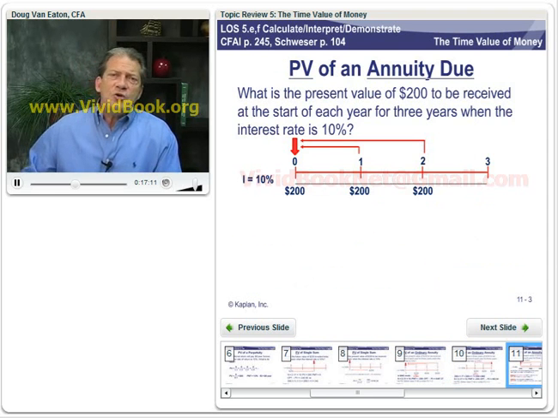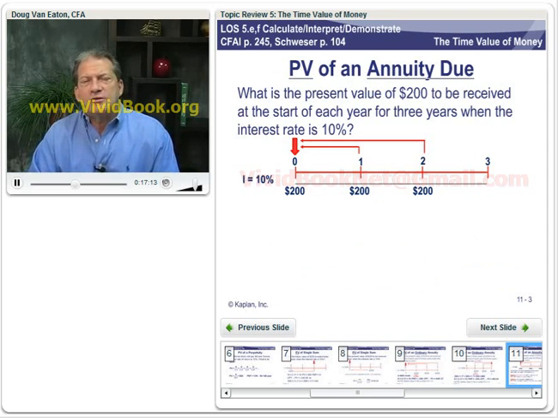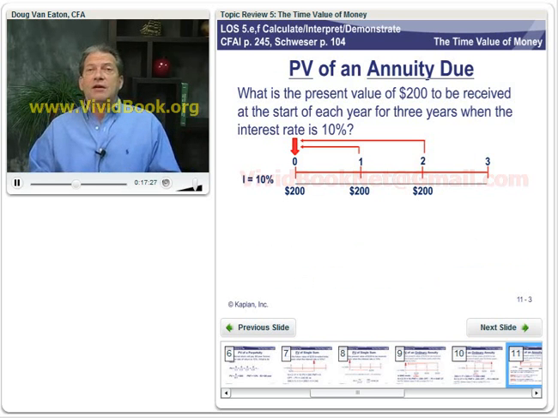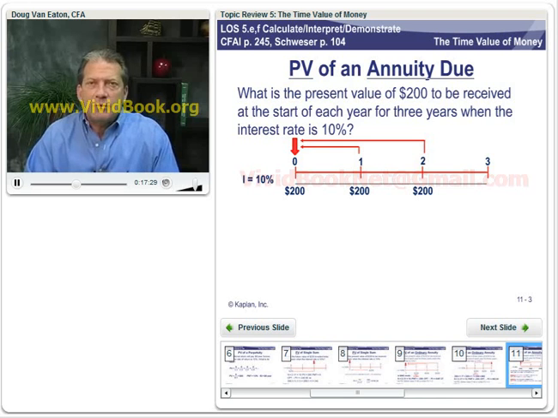Now, an annuity due is a way of referring to an annuity where the first payment is today. So if you won a lottery that gave you 20 annual payments, the first one would come the day you turned in your lottery ticket. And then you'd get equal payments for another 19 years after that for a total of 20 payments. So that would be an example of an annuity due.